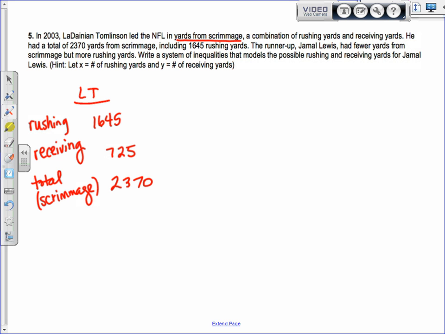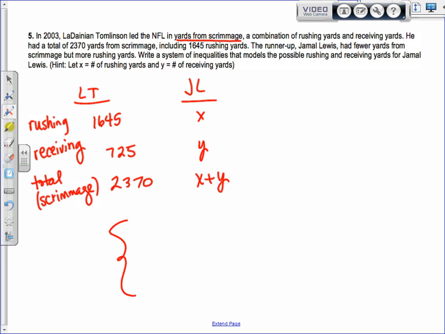All right, so then we have Jamal Lewis. That's the runner-up that year. He had fewer yards from scrimmage, but more rushing yards. So write a system of inequalities that models the possible rushing and receiving yards for Jamal Lewis. So X is going to be the number for his rushing yards, Y is going to be his receiving yards. So his total is going to be X plus Y, right?